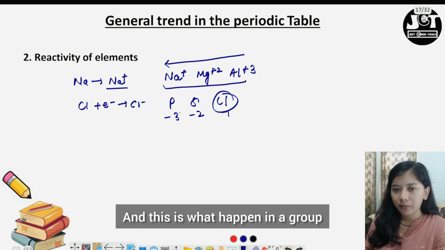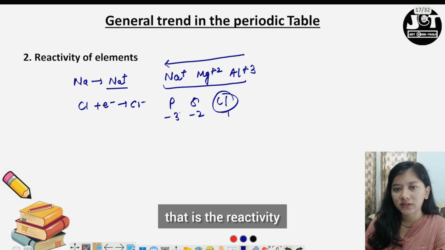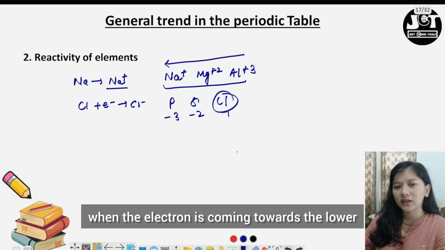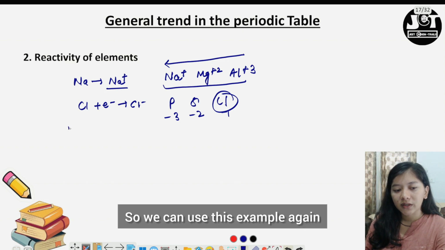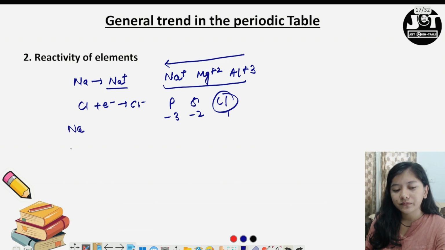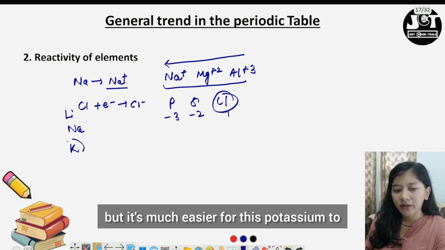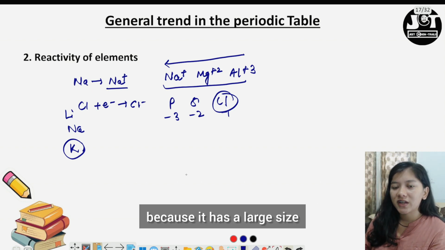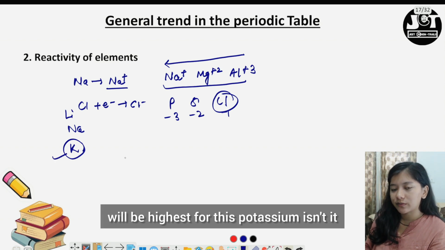And this is what happens in a period. First it will decrease, then it will increase. That is the reactivity, okay? Now, if I talk about groups, what will happen when we go from up to down in a group? We can use this example again. If we have sodium, potassium and lithium, they all form a +1 charge, but it's much easier for potassium to form the +1 charge, right? Because it has a large size and the electron is easily removed. So the reactivity will be highest for potassium, isn't it?